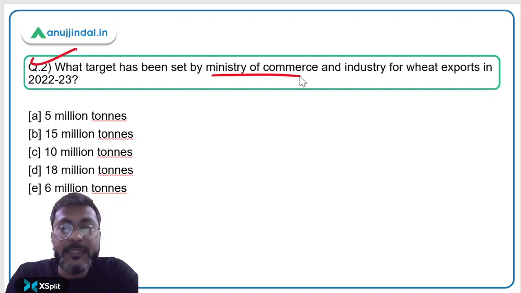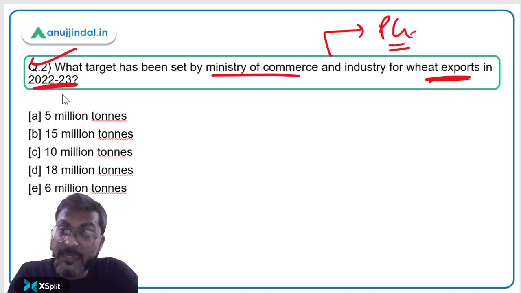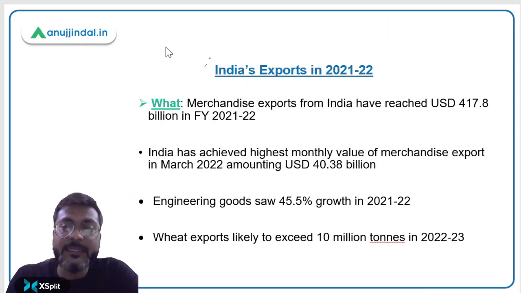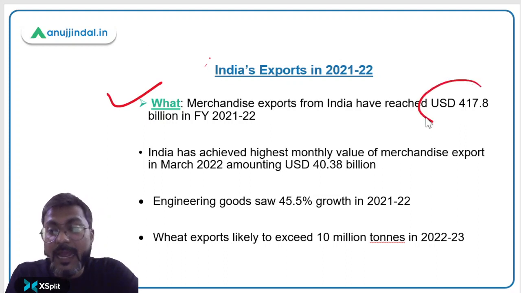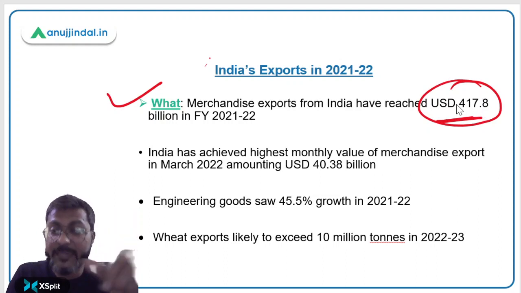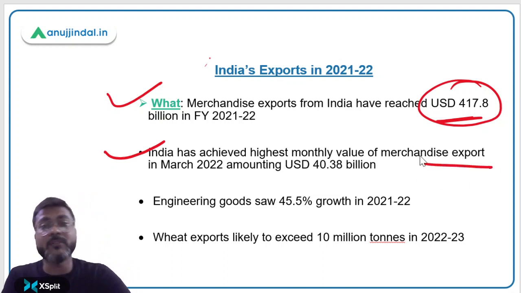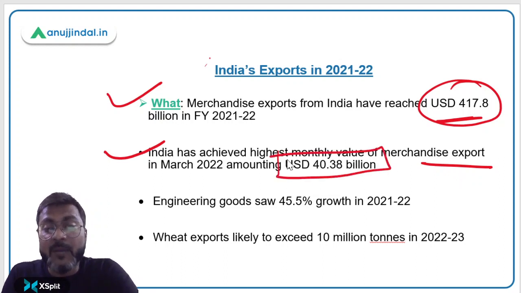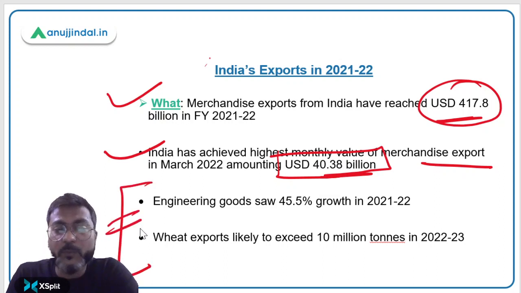What target has been set by the Ministry of Commerce and Industry headed by Piyush Goyal for wheat exports in this financial year 2022-2023? All right, what is the target of wheat exports basically? Okay. So we are discussing it because recently the merchandise exports from India have broken all the records, and it has reached $417.8 billion in one financial year. All right. And India has also achieved the highest monthly value of merchandise export in the month of March 2022, amounting to $40.38 billion.